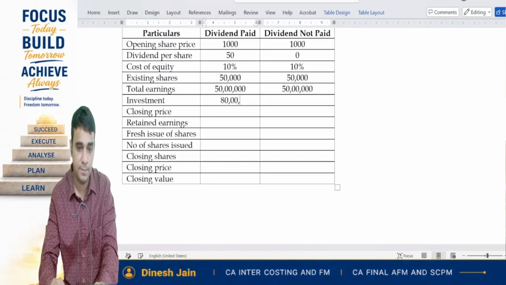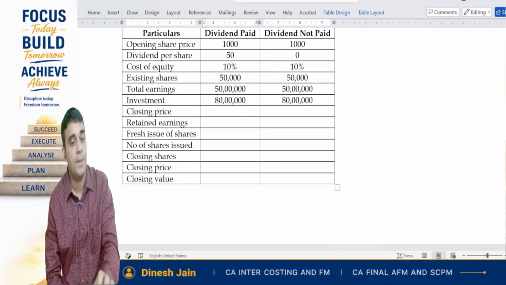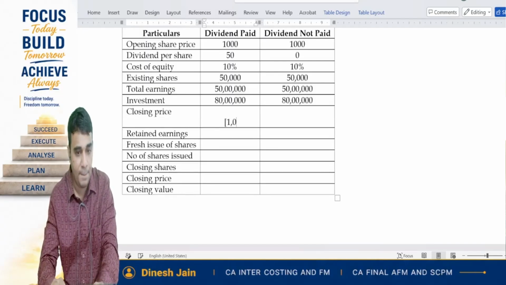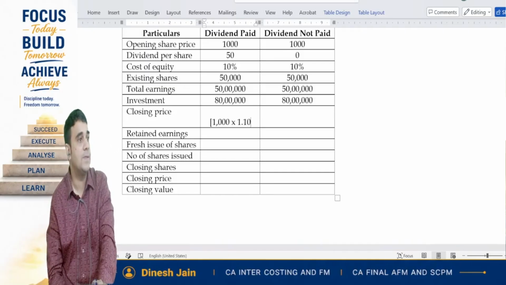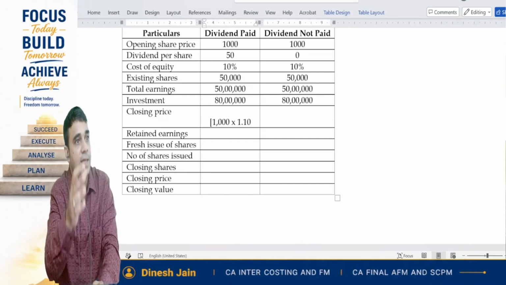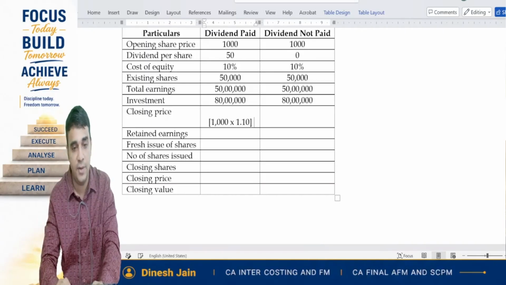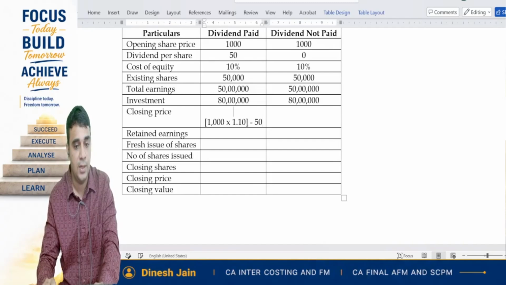Investment is 80 lakh. Closing price is my opening price into 1.1, that is 10% into 1.1. But if there is any dividend, you can deduct it. How much is the dividend here? 50. Once you deduct, how much do you get?